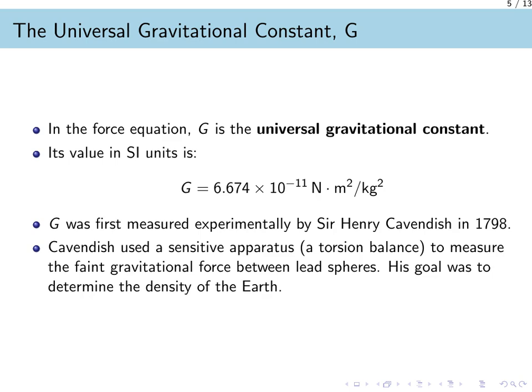This constant was first measured experimentally by Henry Cavendish in 1798. He used a very sensitive instrument called a torsion balance to detect the tiny gravitational pull between lead spheres in his lab. Interestingly, Cavendish's primary goal was not to determine G, but to use his results to calculate the density of the Earth. It is important not to confuse this universal constant, capital G, with the local acceleration of gravity on Earth, which we call lowercase g. So the universal gravitational constant G is a very small number that quantifies the weakness of the gravitational force.